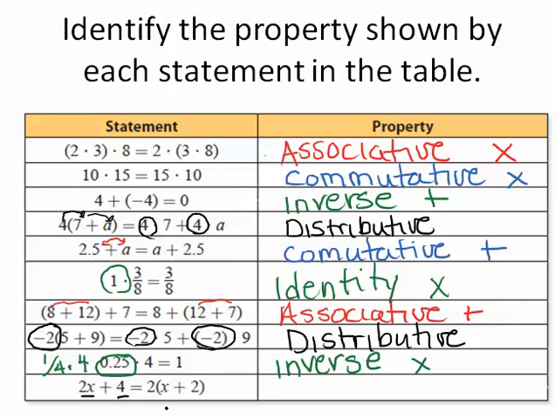Okay, last one. 2x and 4. What could it be? What could it be? Well, the 2 goes to the x and the 2 goes to the 4, and this is the distributive property.